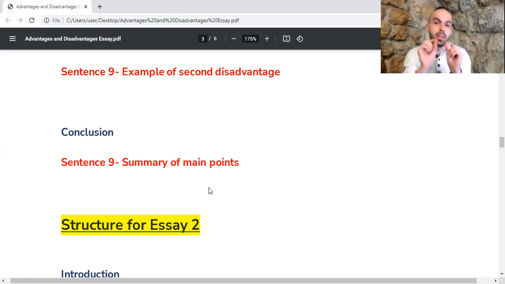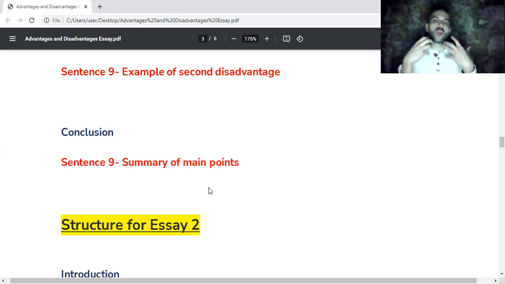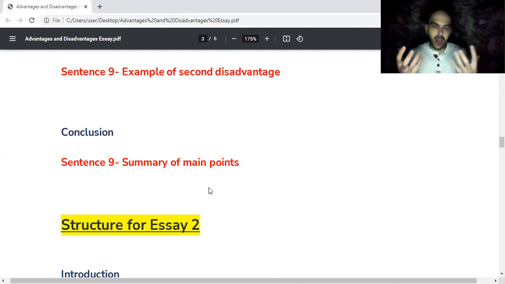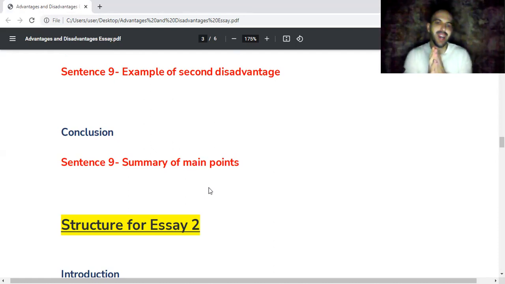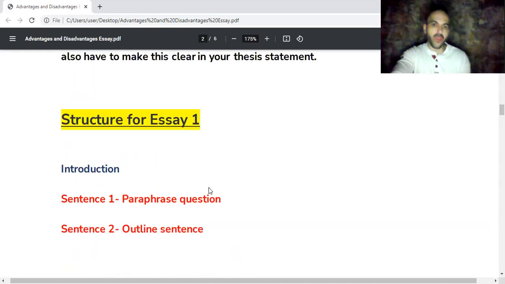Don't do it. Many students or many candidates add more ideas in the conclusion. No, don't do that. I mean, you just have to add a recommendation sentence or a suggestion sentence of what you have already explained. Okay, so that's the structure for essay 1, or for the first type of IELTS advantages and disadvantages essays.